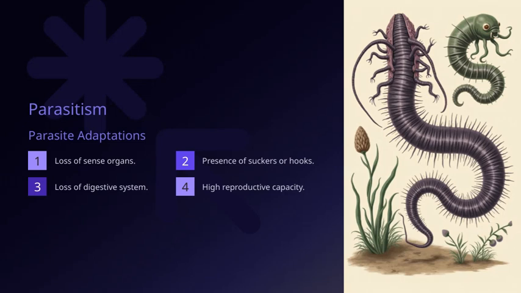Let's take a closer look at some key parasite adaptations. First, many parasites have a high reproductive capacity, which means they produce a large number of offspring to increase their chances of survival and transmission. Next, you'll notice that some parasites have developed suckers or hooks. These structures are essential because they help the parasite attach securely to their host, making sure they stay in place.